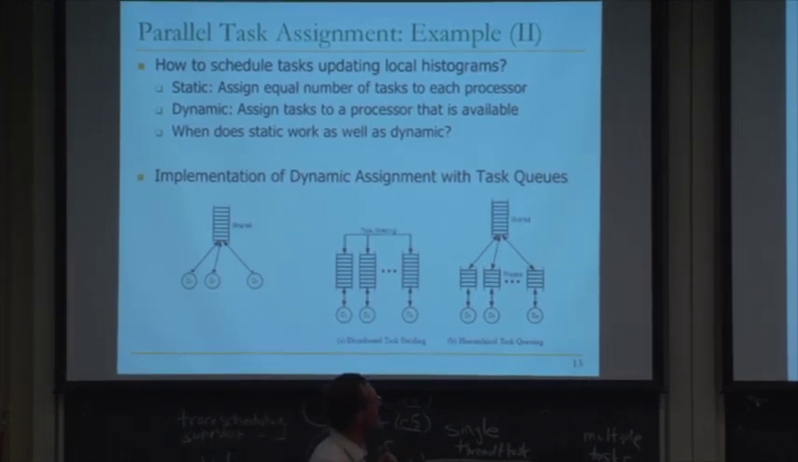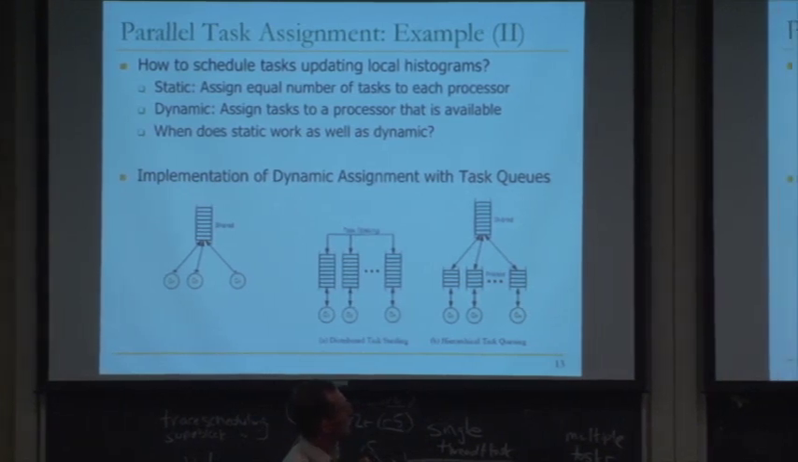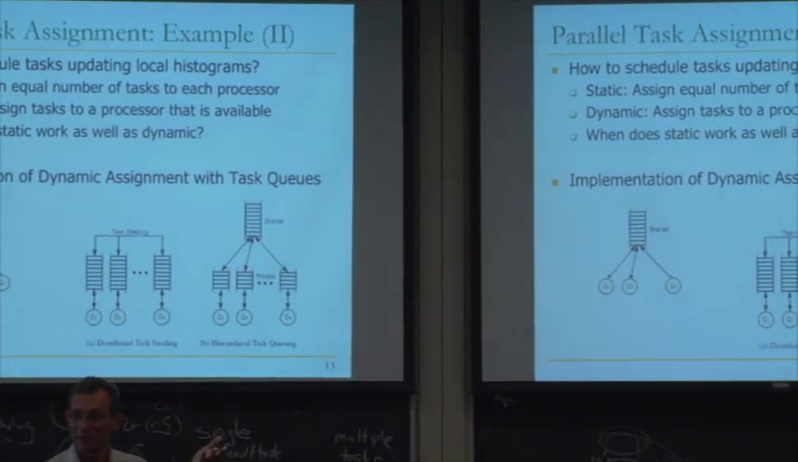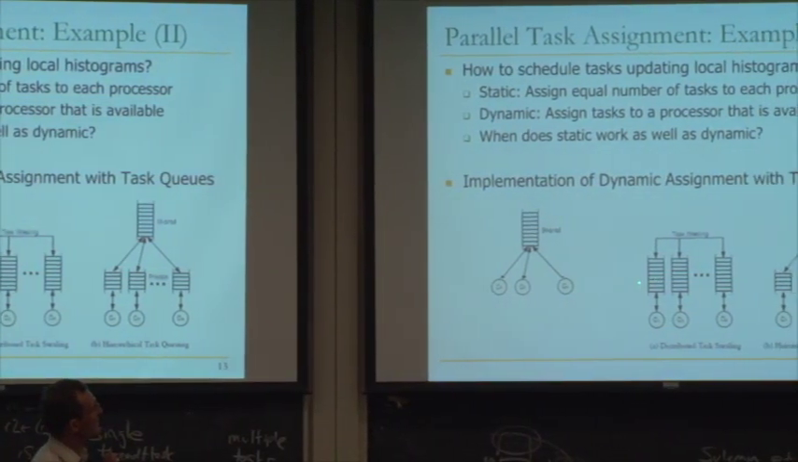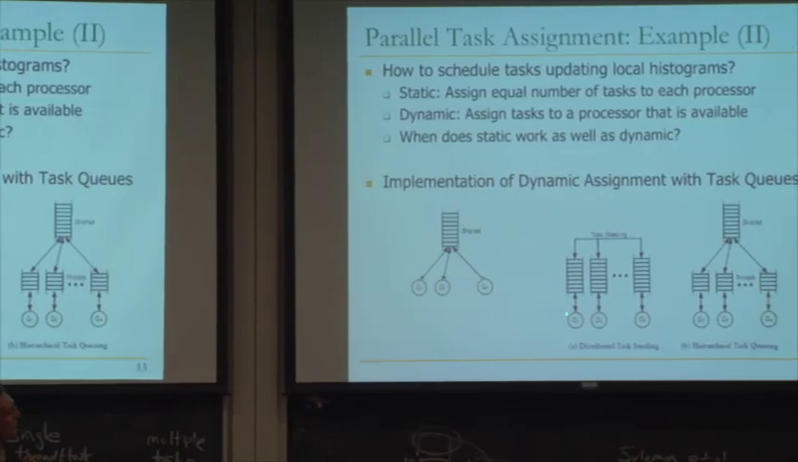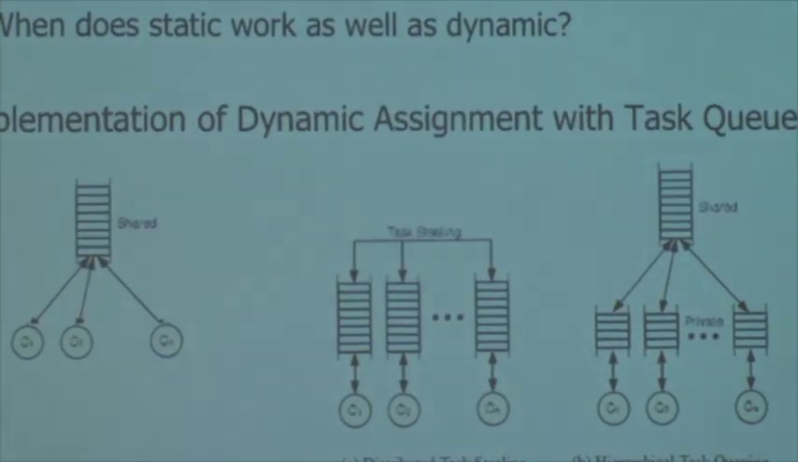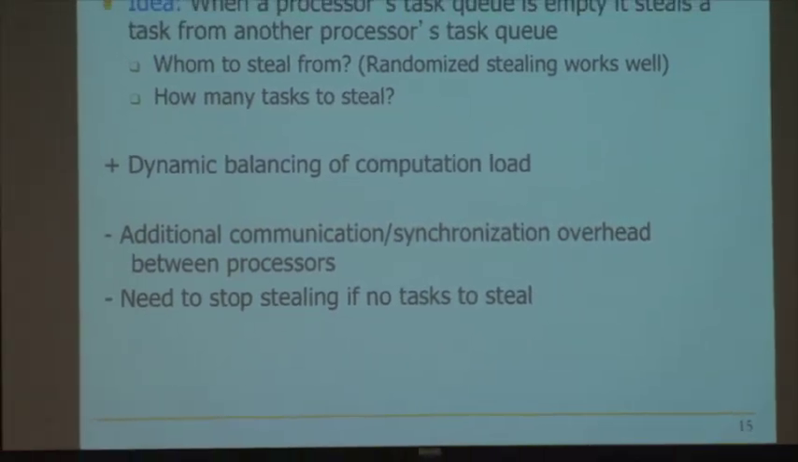For example, let's take a look at this case. How do you do the dynamic task assignment with task queues? One option is you have these processors, and they all access a shared queue. And this queue, right now, let's speak abstractly. It could be in software or in hardware. This is one way of doing it. Another way of doing it is you have queues associated with each processor, and each processor pulls a task from its own queue. And when the queue is empty, each processor invokes a procedure that steals tasks from other queues. This is called task stealing. When a processor's task queue is empty, it steals a task from another processor's queue.